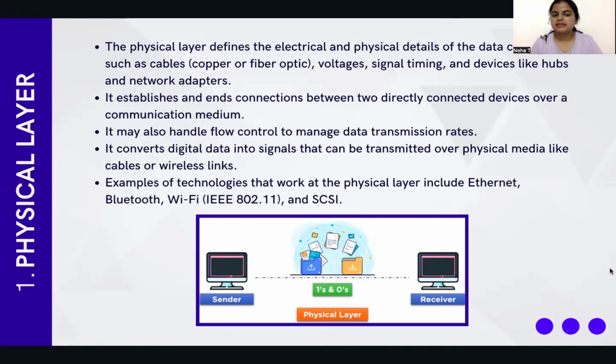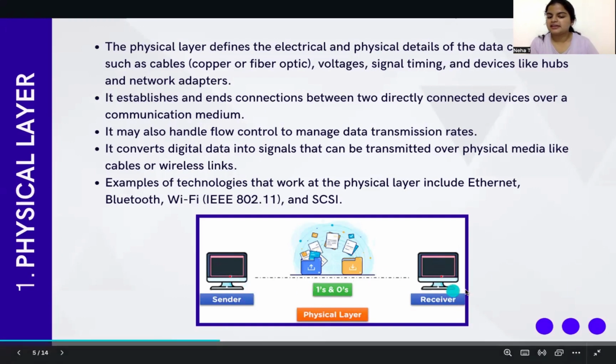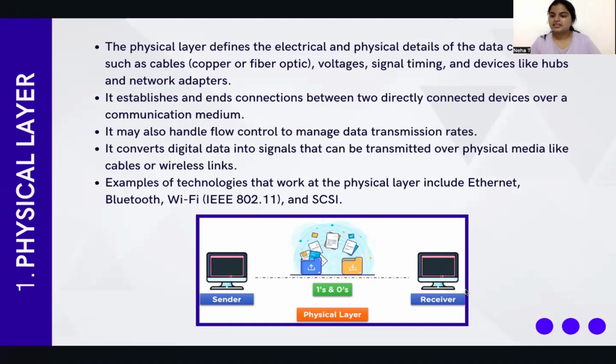It establishes and ends connections between two directly connected devices over a communication medium. It may also handle flow control to manage data transmission rates, and converts digital data, which has the ones and zeros, into signals that can be transmitted over physical media like cables or wireless links. So this is about the physical layer. There's a sender device and a receiver device, and the physical layer starts a connection, that is a physical connection, between the two devices.